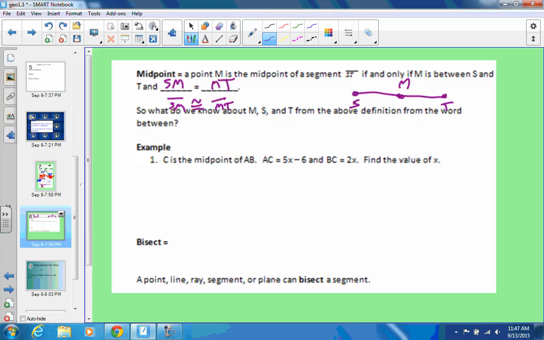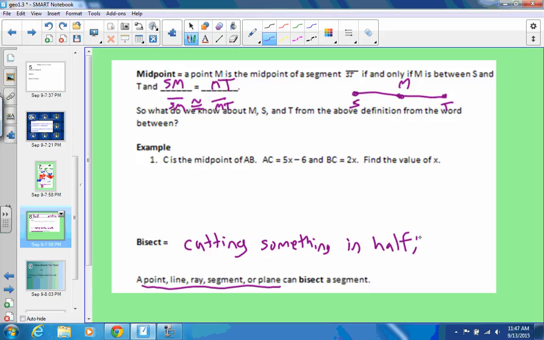What does the word bisect mean? It's kind of right here. Bisect means a point, line, ray, segment, or plane is cutting something in half, exactly in half. And it'd also be crossing at the midpoint. If it's cutting a line in half, it'd be crossing at that midpoint. So crossing at the midpoint of a line. All right.